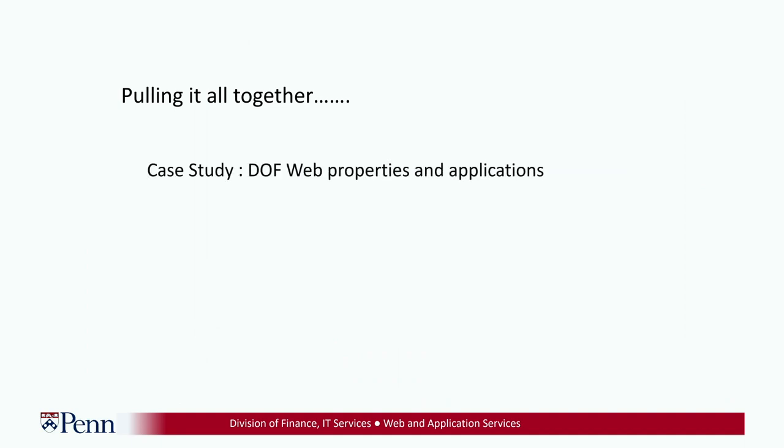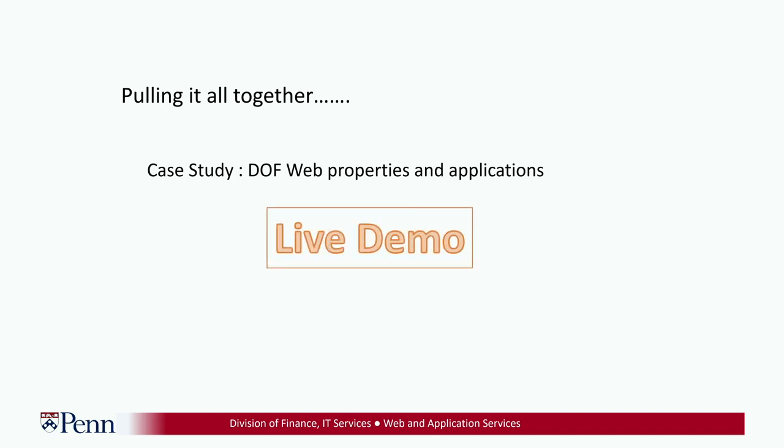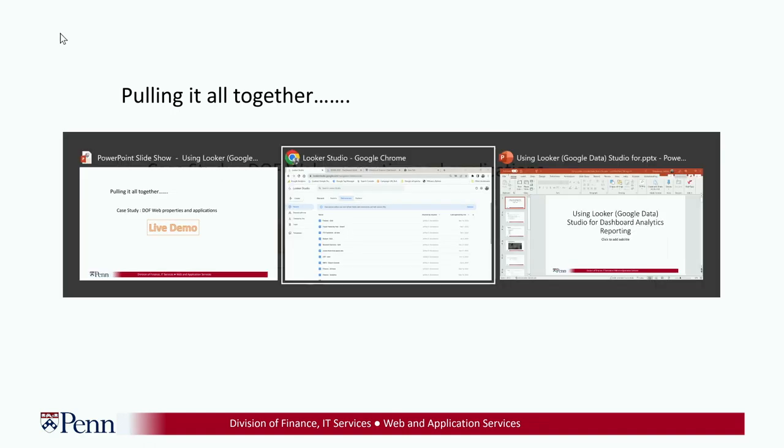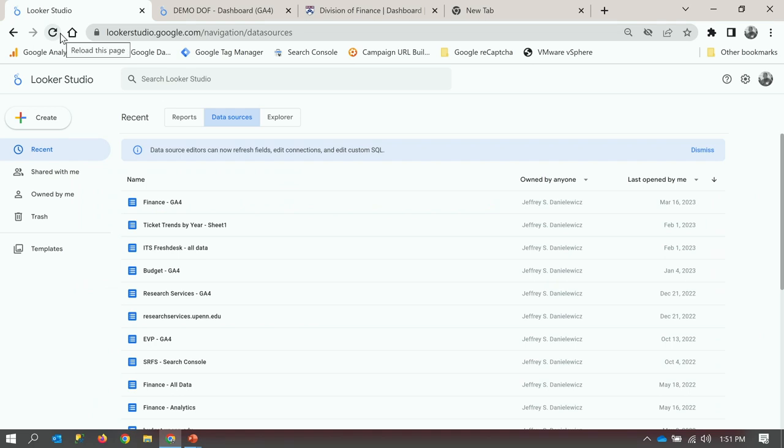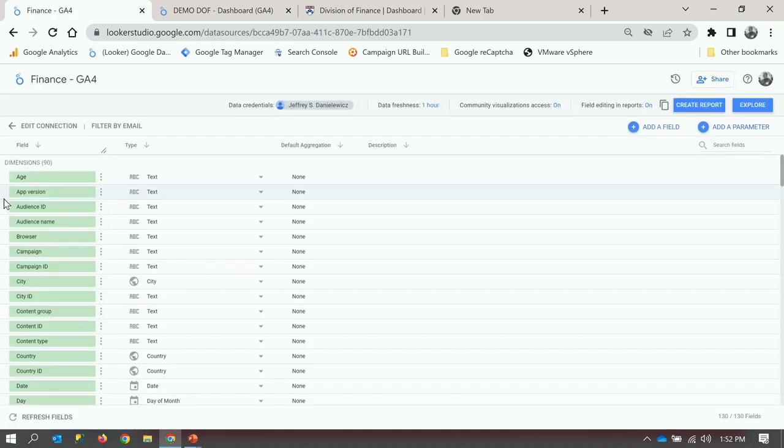So if we're going to put this all together, I'm going to give you a little case study here and show you what these web properties look like in a live demo. Because you can talk about it, but when you see it live, it makes a little more sense. So as we said, there's two things here. When you go into Looker Studio, it basically looks like a Google product. You have your reports and your data sources. Here, I've set up a data source based on our GA4 results for our finance site. And when you open that up, everything that's in GA4 is here.